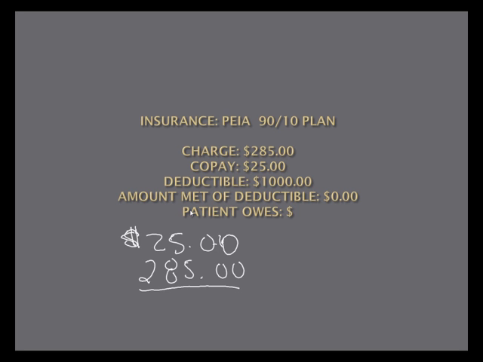But for this example, the patient has met zero of their deductible, which in turn makes them responsible for the full $285 plus their copay. So the 285 plus the 25 gives us a grand total of $310. And that is how much the patient would owe at this office visit.